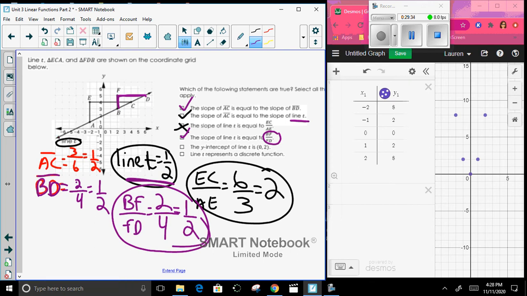The y-intercept of line T is (0, 2). Here's line T, this whole thing. The y-intercept crosses right here. Is the y-intercept (0, 2)? It certainly is.